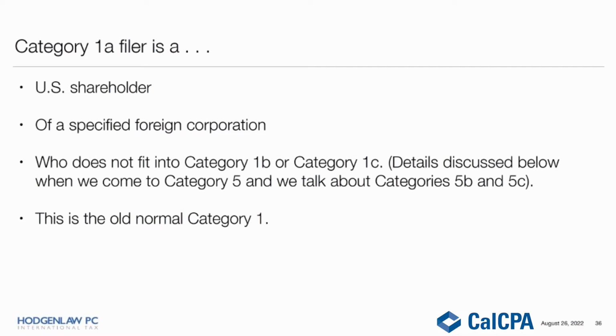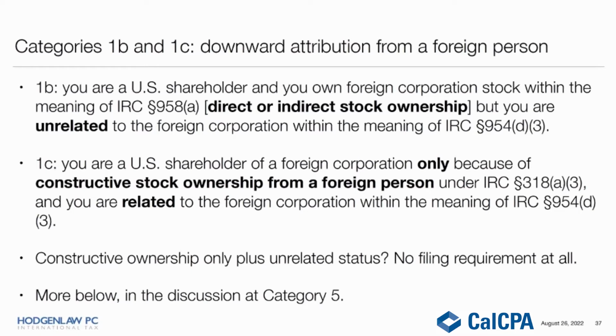So Category 1A, the old Category 1: U.S. shareholder, defined term, of a specified foreign corporation, defined term, who does not fit into 1A, 1B, or 1C. In other words, it's the default residual category. Categories 1B and 1C, I'm going to talk about later, and I'll give you a little example of the downward attribution and how it pushes a taxpayer into Category 5C, but the equivalent will apply to 1C. But you can see it's littered with nuances, let's just put it that way.